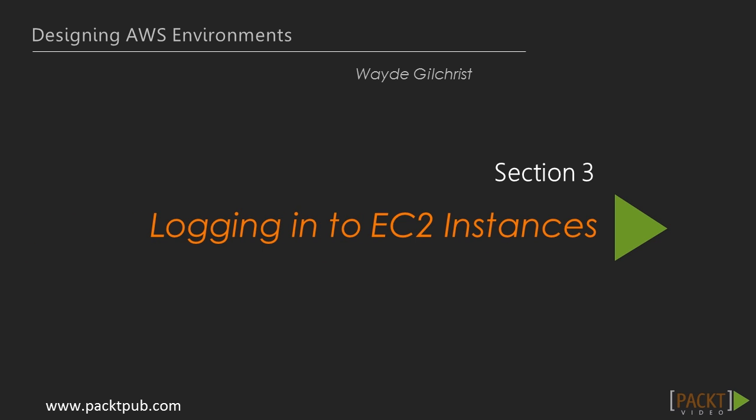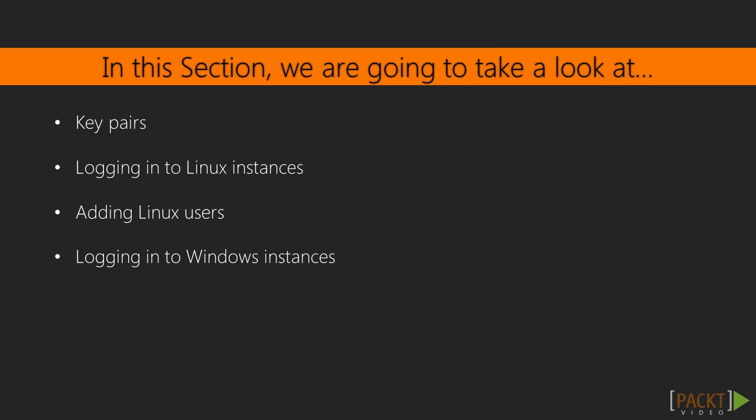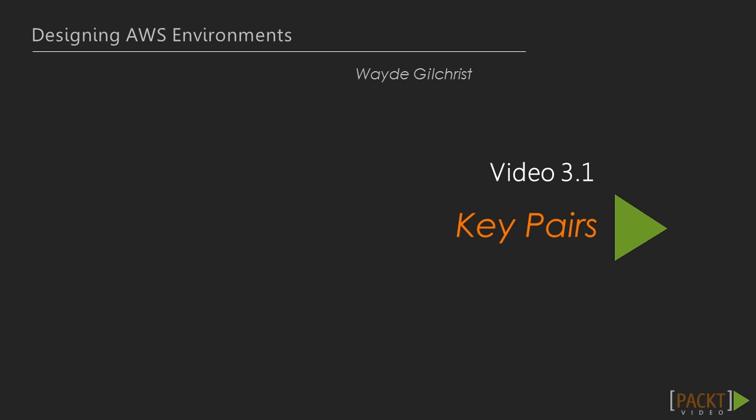Welcome back. In the last section, we covered the process of launching EC2 instances. In this section, we will cover how to connect to them. Key pairs consisting of a public key and a private key are used to securely connect to your instances. The process is different for Linux and Windows instances. We will discuss ways to generate the keys and then use them to log in to your instances. In the first video of this section, we will cover key pairs.